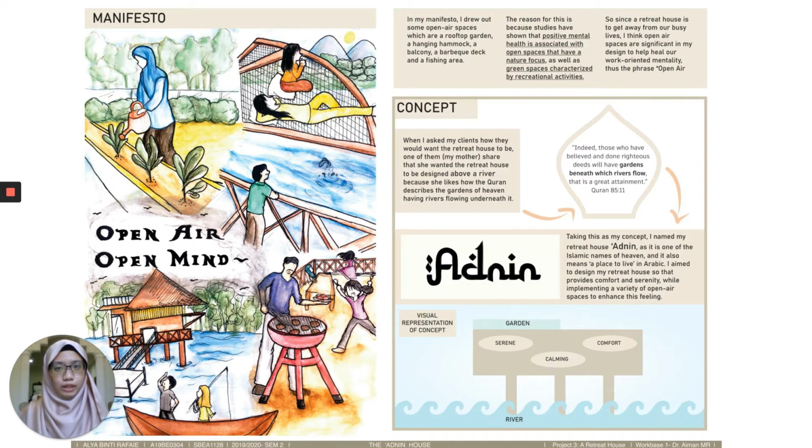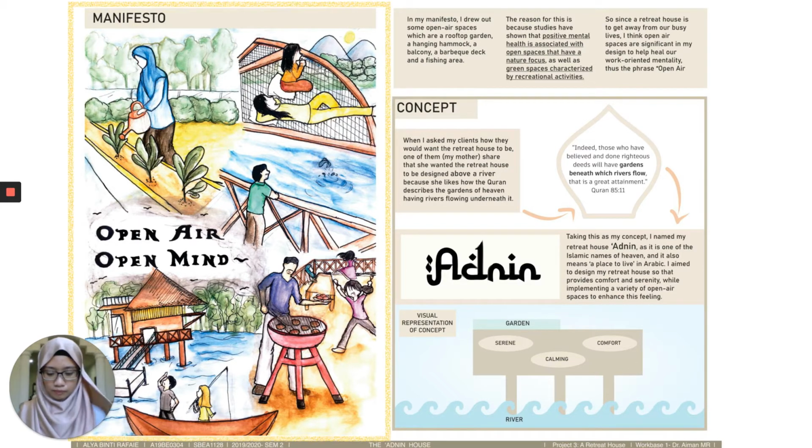Alright, to begin, I will first share my personal view of what the word retreat means. To me, retreat means to get away from the hustle and bustle of work life. When I hear the word retreat, I think of relaxation. So with that thought in mind, I imagine the spaces in my design to be wide and open, which brings me to my manifesto. As you can see in my manifesto, I drew out some open air spaces such as the rooftop garden and the hanging hammock.